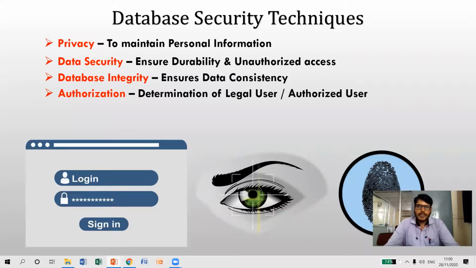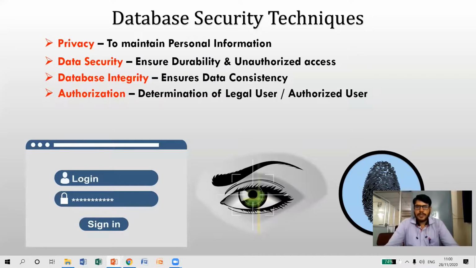Suppose you are the authorized user to access your bank account details through your ATM card. You are the authorized user. How will the system identify that you are the authorized user? Suppose even I may carry your ATM card to the ATM machine, but the ATM machine has to identify whether you are the authorized user or not.